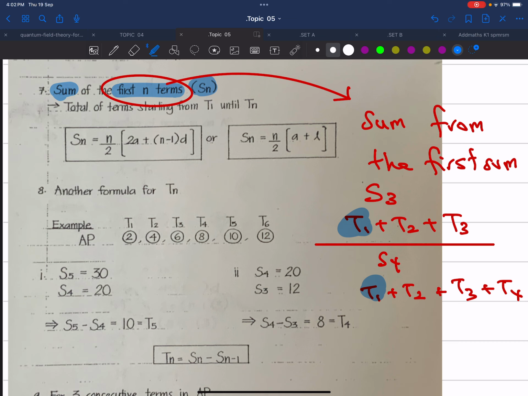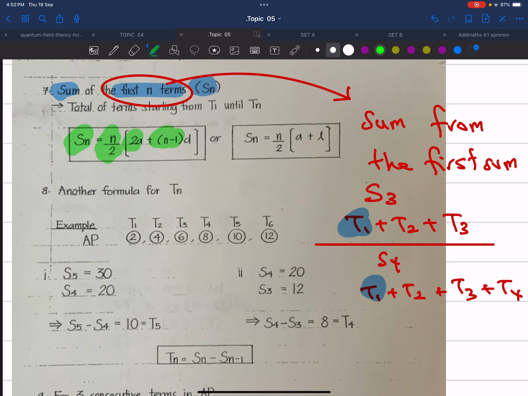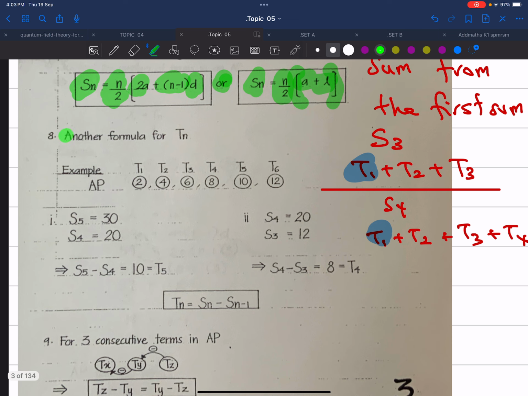Okay? So now the formulas are: Sn equals n over 2, brackets 2a plus n minus 1 d. Or another formula, Sn equals n over 2, brackets a plus L.